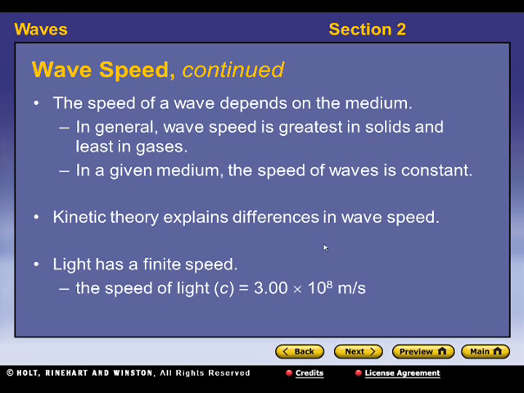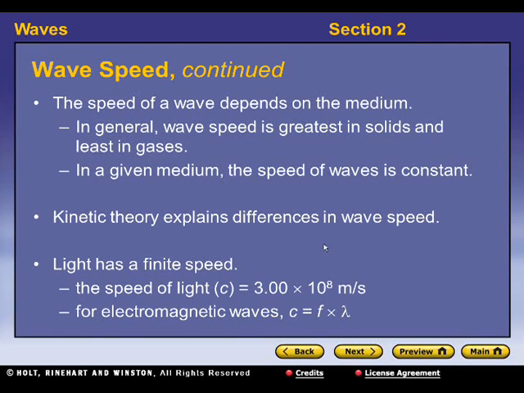The speed of light has a given value. It's represented by the letter c. It's not specific heat. This is for the speed of light. It is 3 times 10 to the 8th meters per second. To give you a little perspective on that in units you might understand, it is 186,000 miles per second, so it's extremely fast.